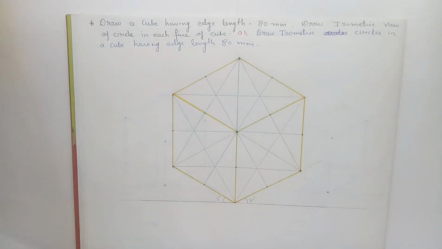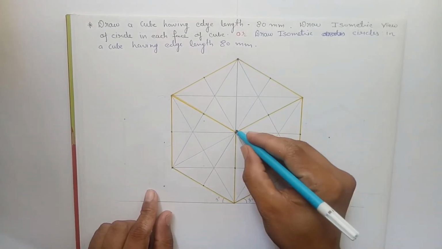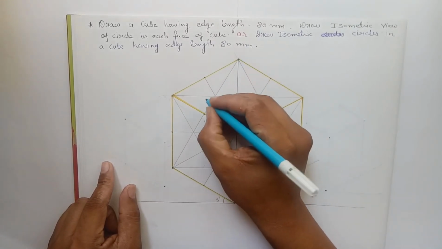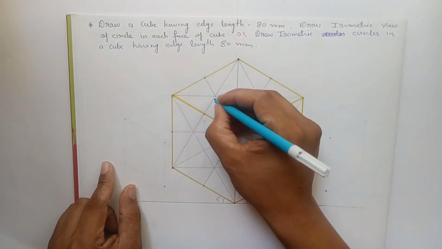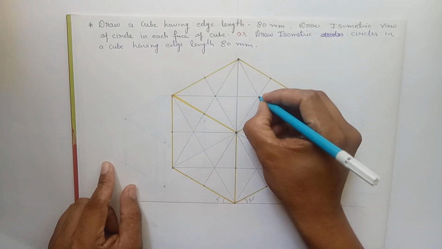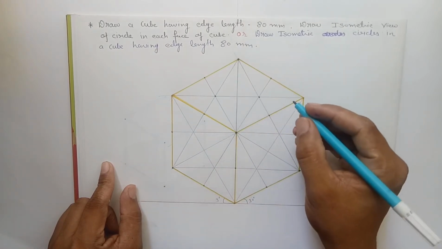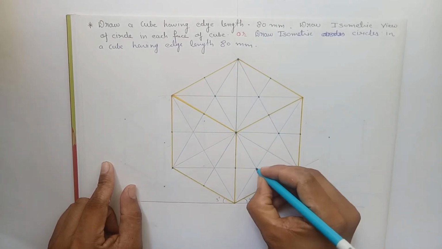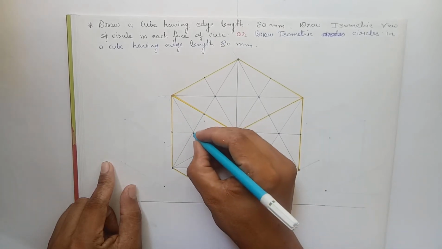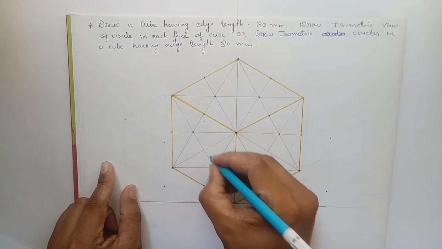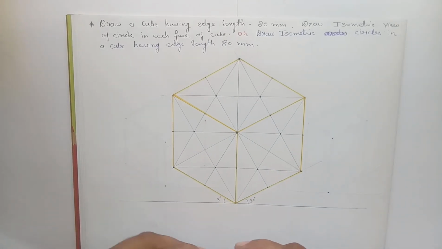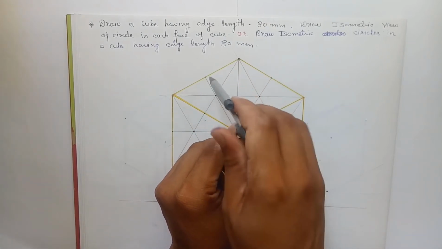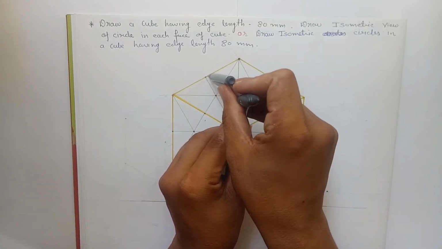So we have already marked the 2 centers, 1, 2, 1, 2, 1, 2. Now another two centers are at the intersection point of this line and the diagonal. So these are the other two centers. So now we have four centers to draw the circle or isometric circle. 1, 2, 3, 4. Now what we have to do? From the center at the shorter diagonal, measure to the midpoint, this midpoint, and draw the arc, the first arc.